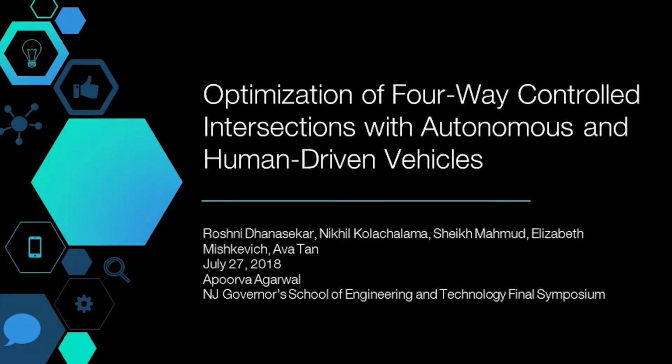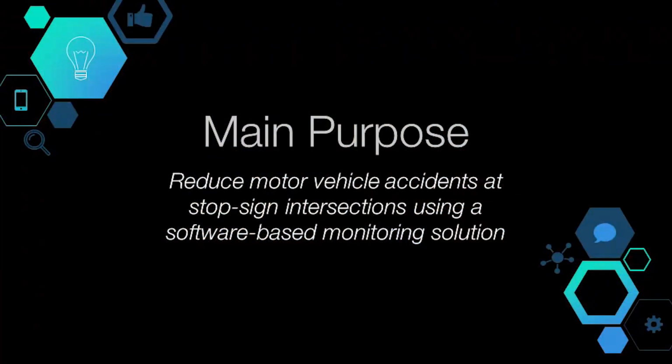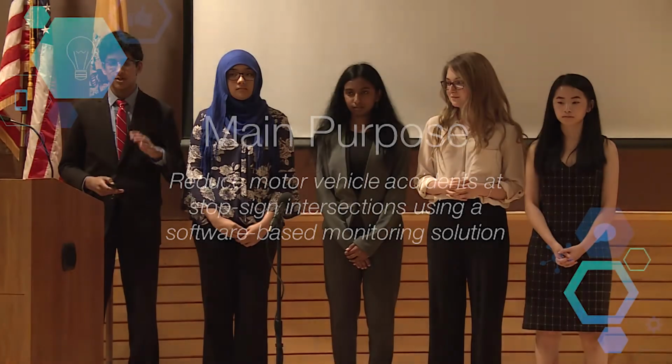And I'm Ava Tan, and our project is the optimization of four-way controlled intersections with autonomous and human-driven vehicles. I'm sure as drivers you have all experienced some sort of confusion at these types of intersections. Now, this type of confusion actually accounts for over 40% of fatal car accidents at these intersections. So in order to tackle this problem, we're aiming to make a software-based solution for these types of intersections to reduce the number of accidents.